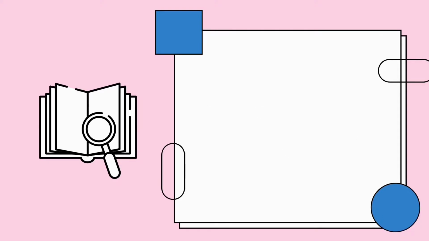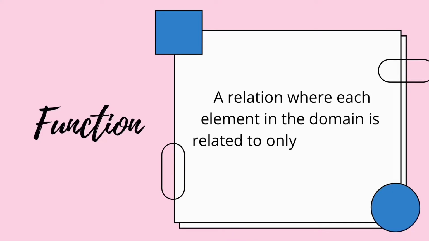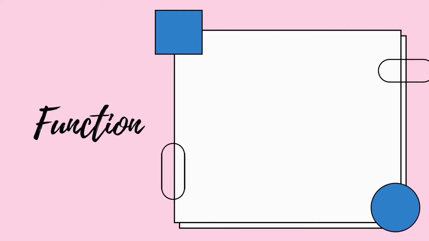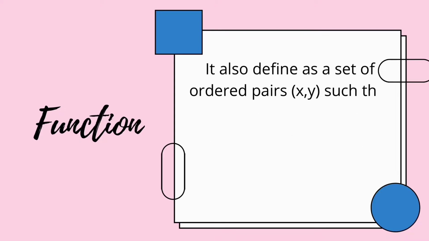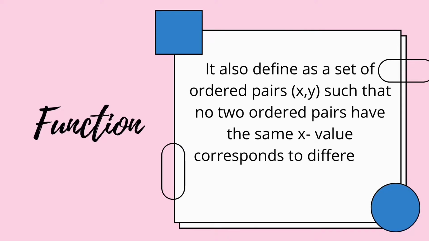However, in our lesson, function is a relation where each element in the domain is related to only one value in the range by some rule. It is also defined as the set of ordered pairs x, y, such that no ordered pairs have the same x value corresponding to different y values.